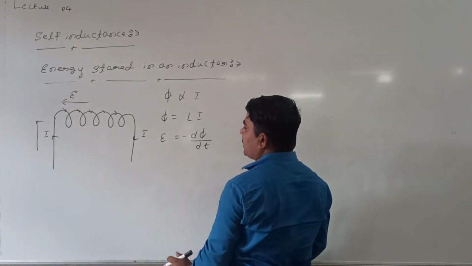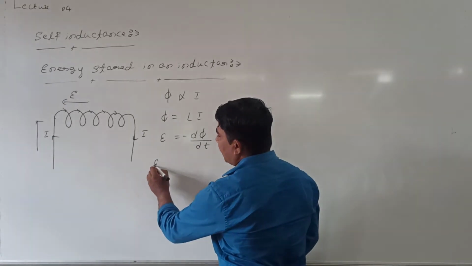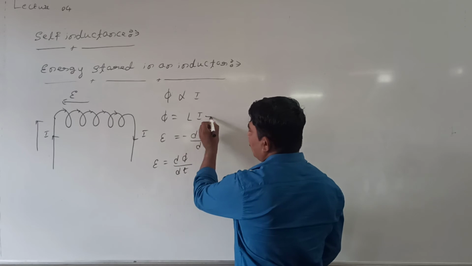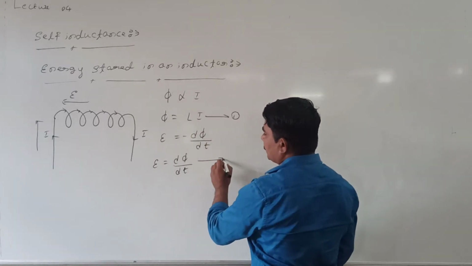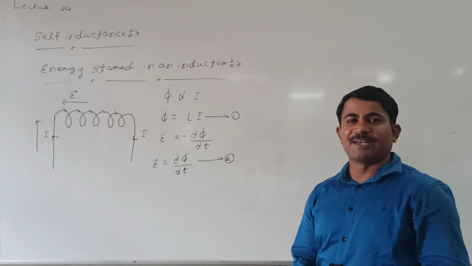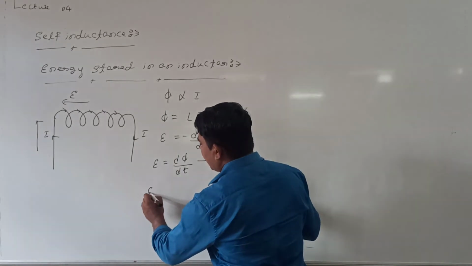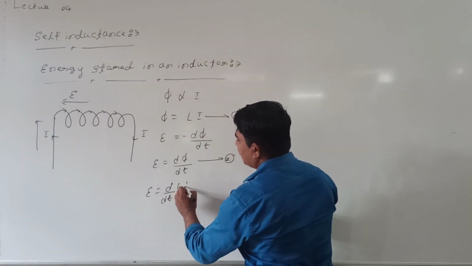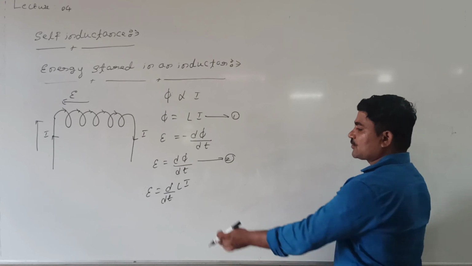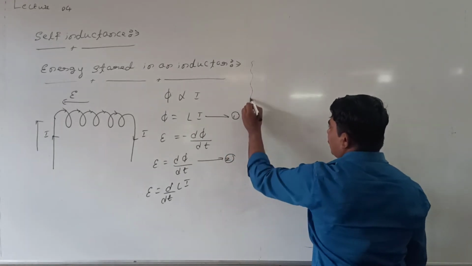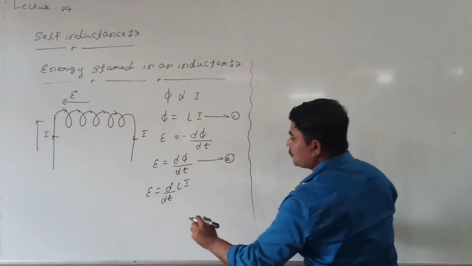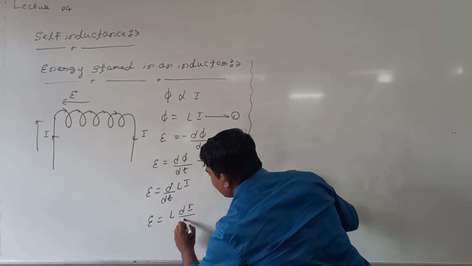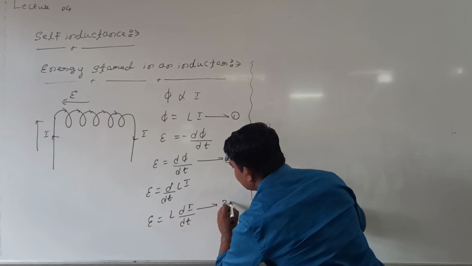Then simply I can take the magnitude. In magnitude, E is equal to d phi divided by dt. Simply call this equation number 1. Now from equation 1, take d by dt of phi, where phi is equal to L into I, in magnitude. Here L is constant. Then what EMF is observed in the coil due to the changing current? E is equal to L into di by dt. Let us call it equation number 3.